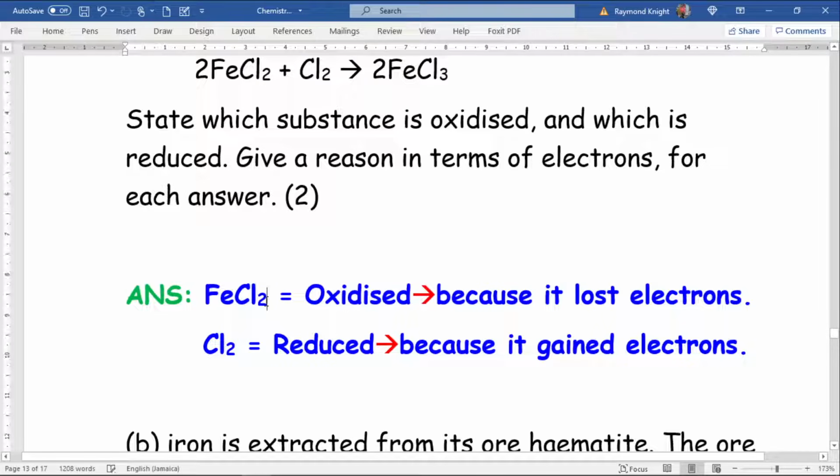This is supposed to be 3. Okay, no, that is 2. That is correct. That is Fe2Cl, right? So Fe2Cl, Cl2 is oxidized, and because it lost electrons, chlorine is being reduced because it's an oxidizing agent.